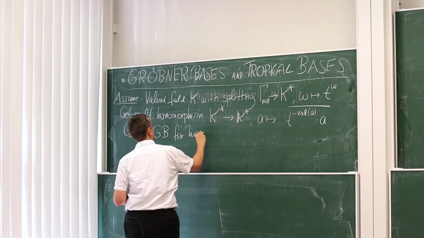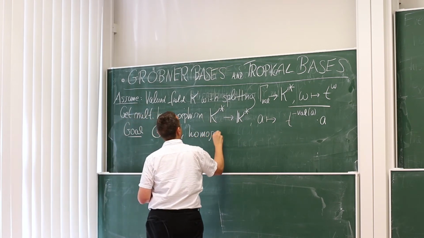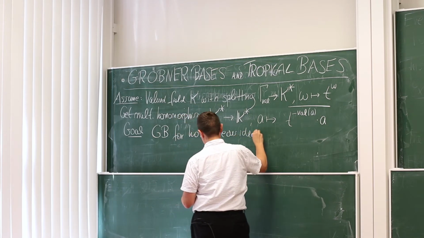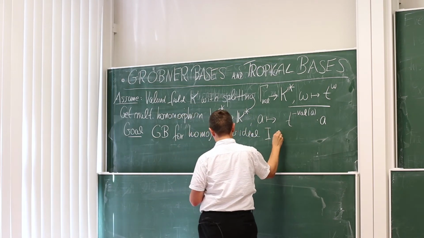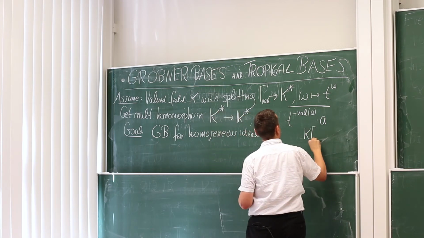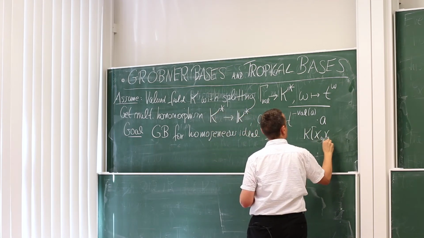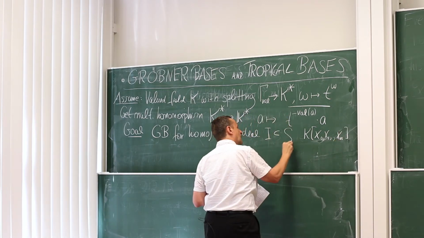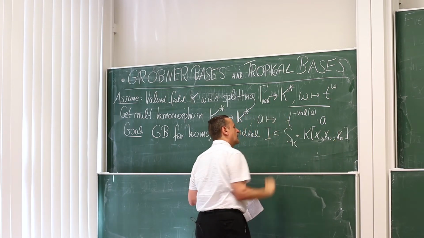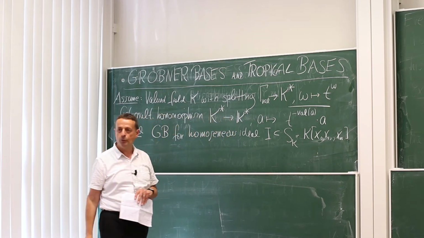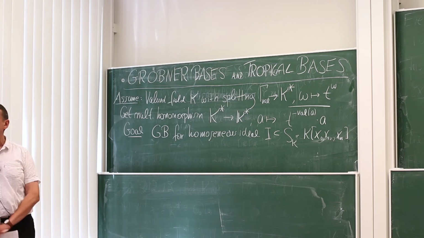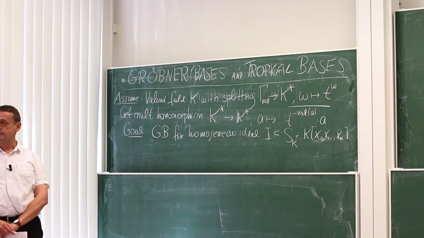So the first goal now is to develop the theory of Gröbner bases for homogeneous ideals. And these are going to be homogeneous ideals in a polynomial ring in n plus 1 variables, x0 up to xn, and I'm going to use the notation S sub k. Polynomial ring in n plus 1 variables, describing projective varieties in Pn.